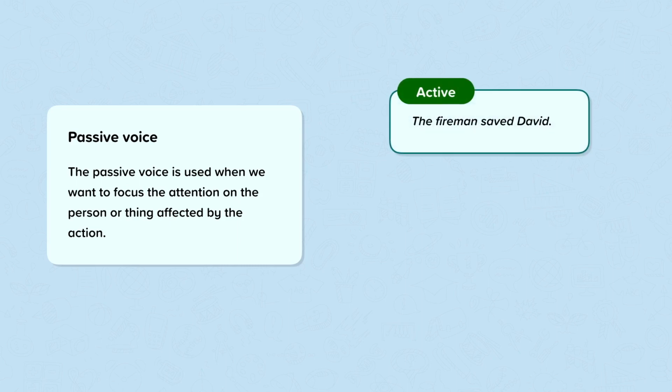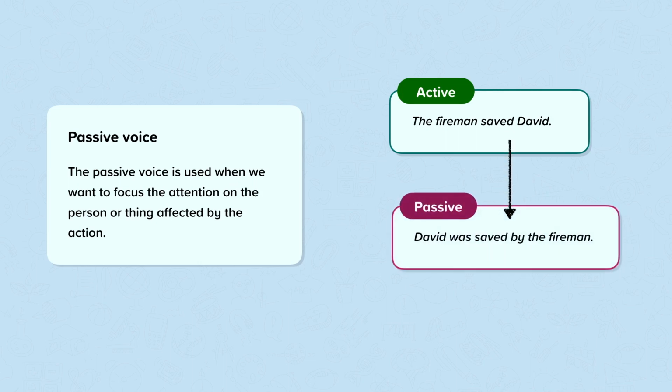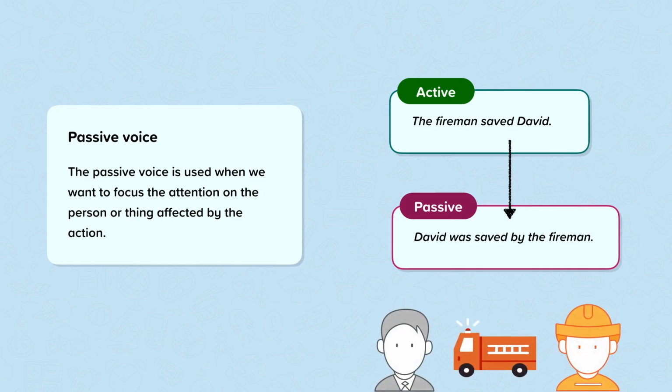So for example, if we look at the sentence we've already looked at, the fireman saved David. To change this sentence from active into passive voice, the object, David, becomes the subject. David was saved by the fireman. The subject of the sentence is now David, and he has the action saving done to him by the fireman. The focus is therefore shifted from the fireman's heroism to David being saved.